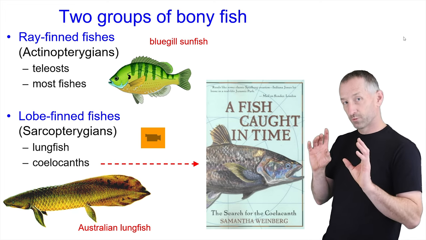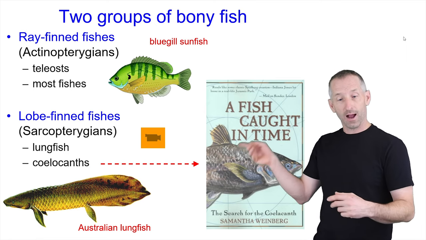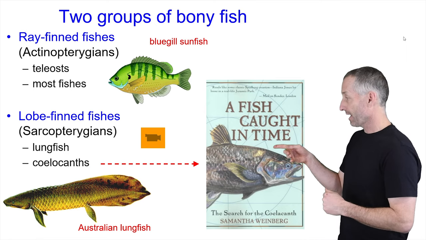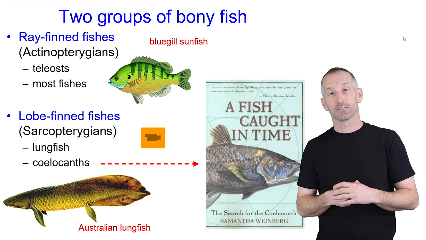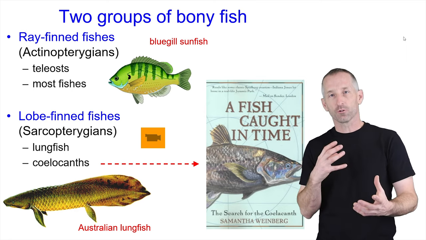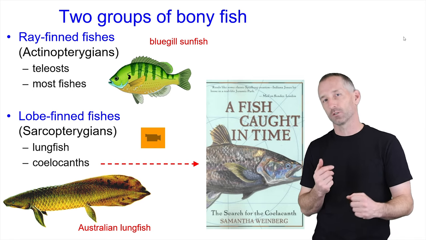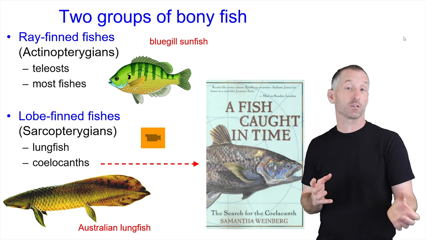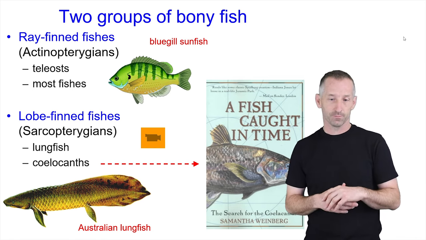So there's a series of really cool books written about this. I highly recommend this one, A Fish Caught in Time. I really enjoyed reading it, and it's about this wonderful story of intrigue and debate and controversy associated with the discovery of this fish that was thought to have been extinct for 50 million years.